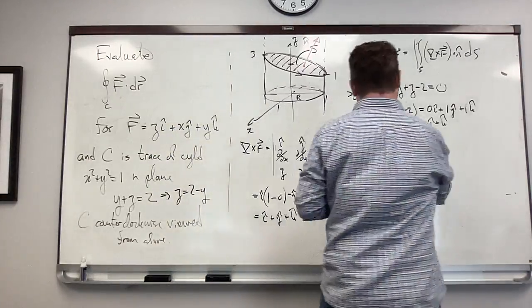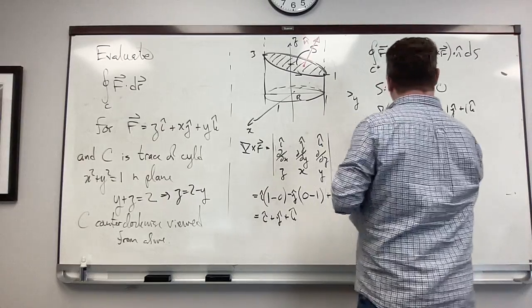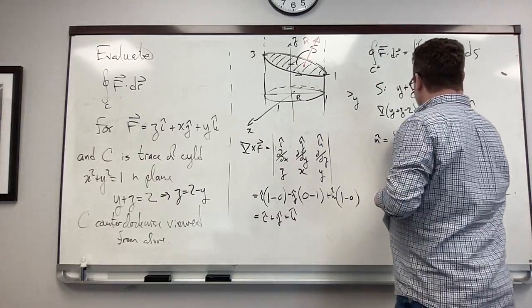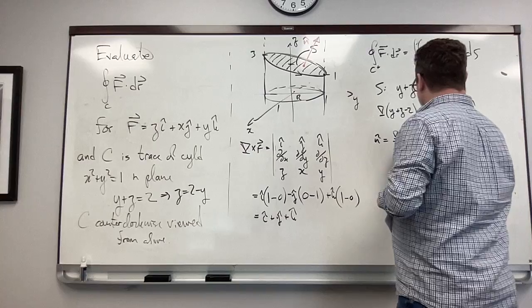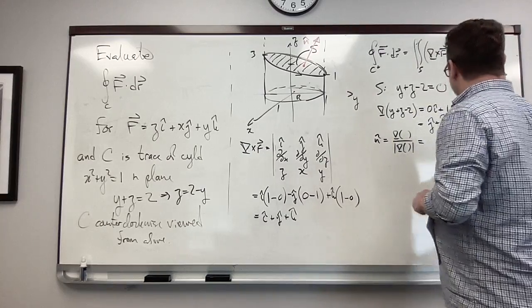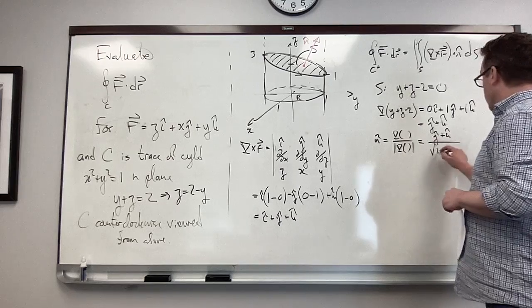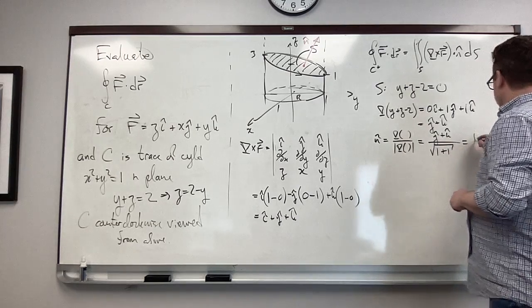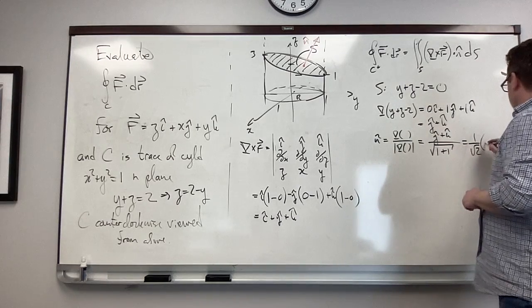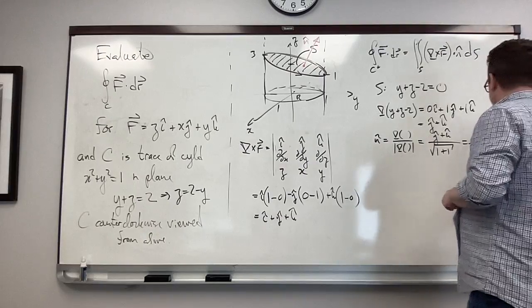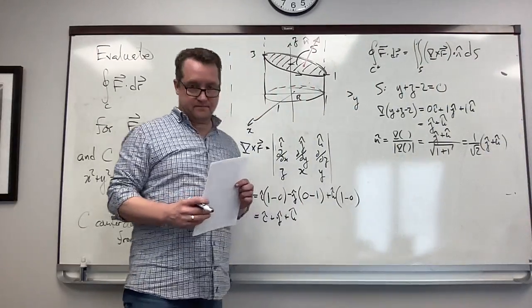I don't have the normal vector yet. The normal vector would be the gradient of that divided by the magnitude of the gradient. So this becomes j plus k divided by the square root of 1 squared plus 1 squared. So this becomes 1 over root 2 times (j plus k). That's the normal vector.